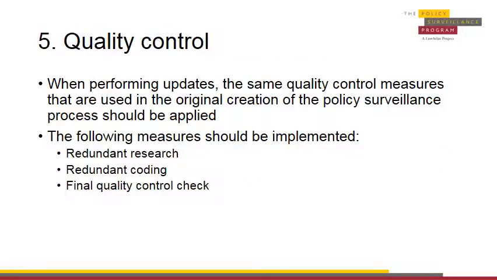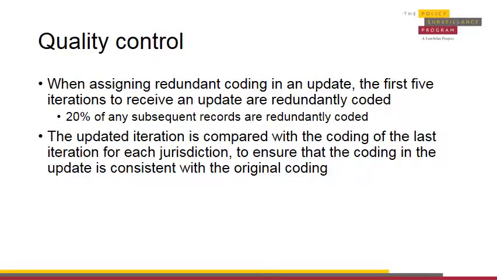The fifth step of tracking and updating the law consists of performing quality control. Redundant research, redundant coding, and a final quality control check should all be implemented in an update. When updating, the first 5 jurisdictions assigned should be redundantly coded, with fewer jurisdictions redundantly coded after that, depending on the rate of divergence. Any divergences with the data before the update should be examined for inconsistencies. See Module 6 in the Learning Library for more information on how to perform quality control.